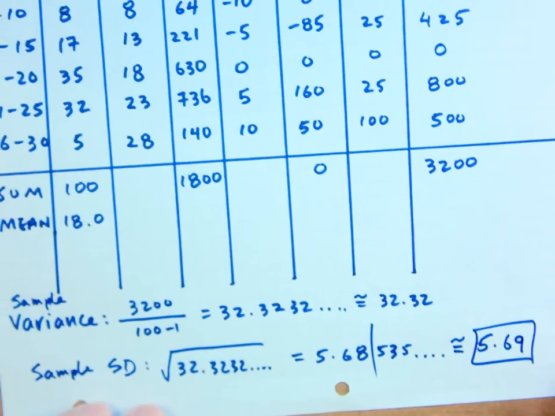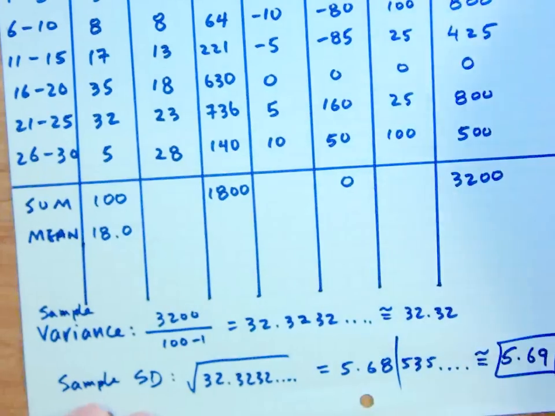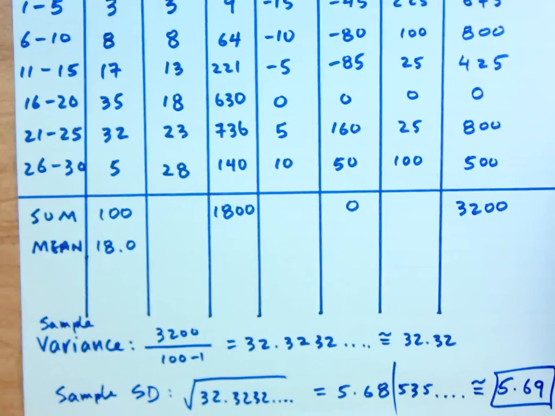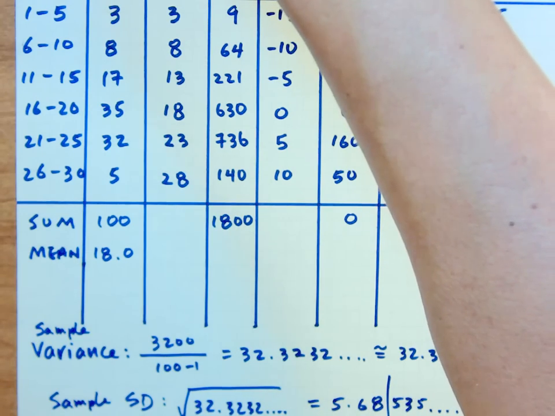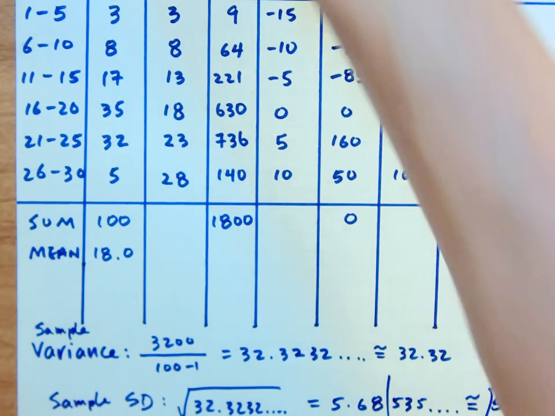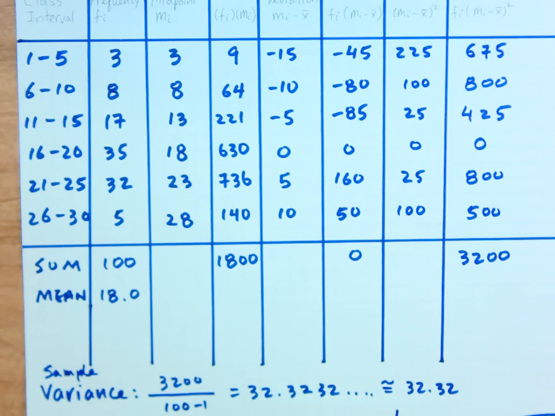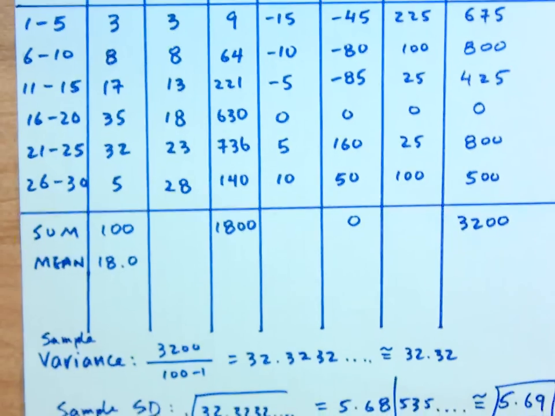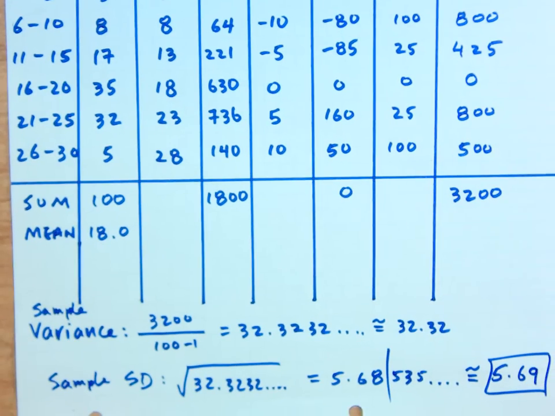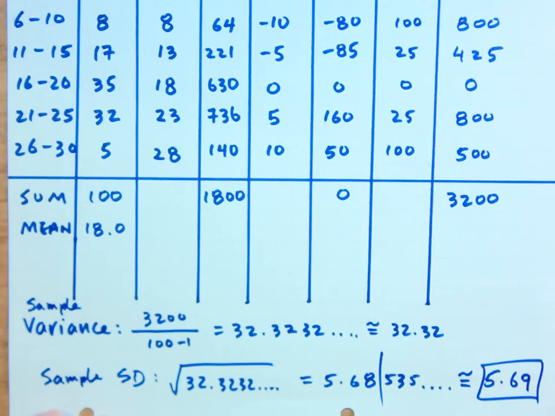Let me zoom out so you can see the entire shot. Can you see the entire shot? No, I better zoom out. I think that is the most. I thought I could fit everything. You can see the column headings there, and you can pause the video if you need to see all the details. So the answer is 5.69. That's it.